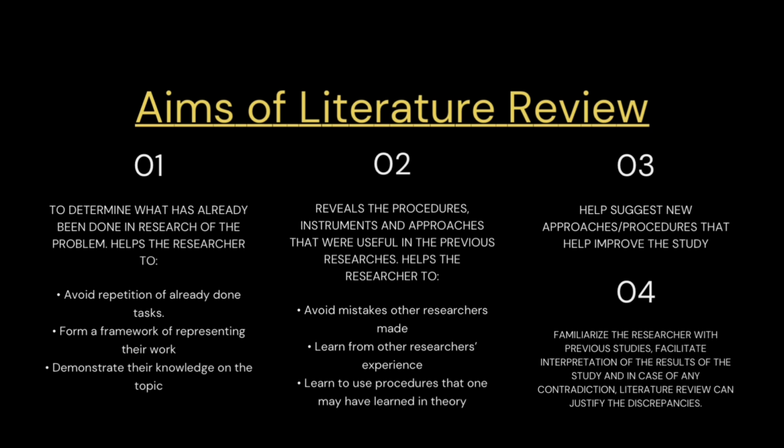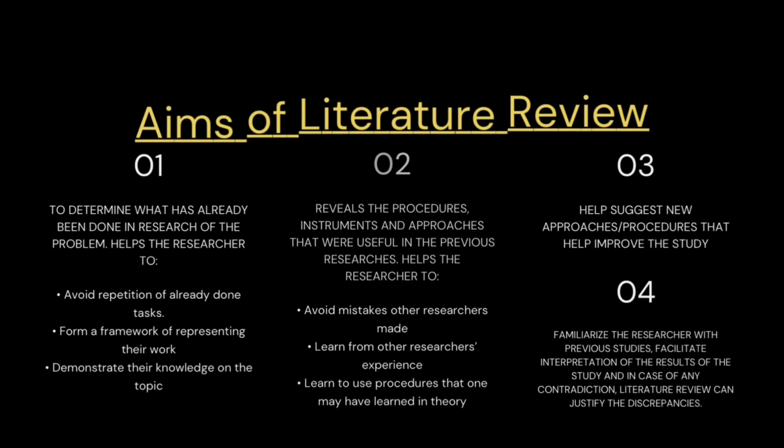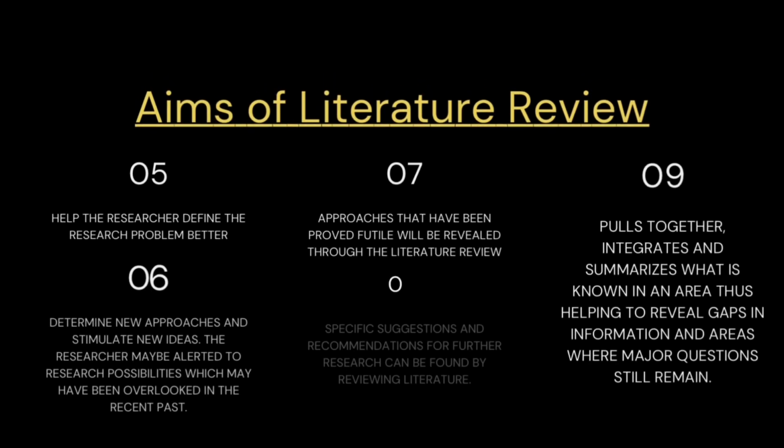Next is that it helps suggest new approaches or procedures that help improve the study, familiarize the researcher with previous studies, facilitate interpretation of the results of the study, and in case of any contradiction, the literature review can justify the discrepancies. It helps the researcher define the research problem better, determine new approaches, and stimulate new ideas. The researcher may be alerted to research possibilities which may have been overlooked in the recent past.